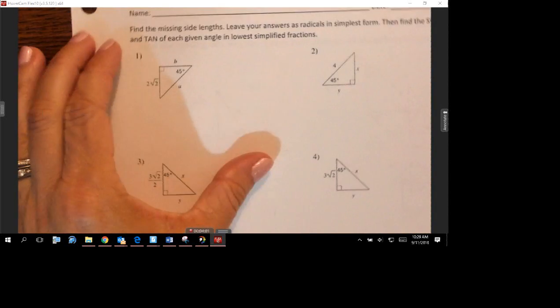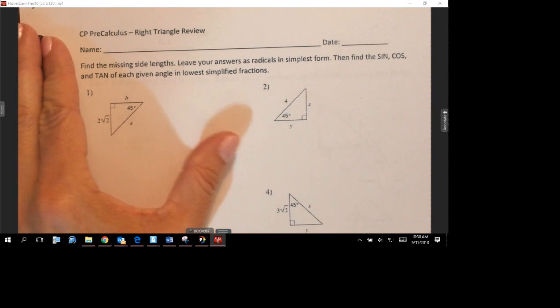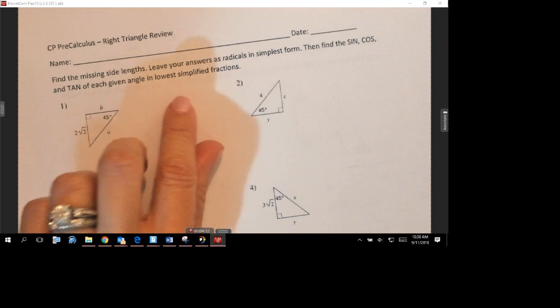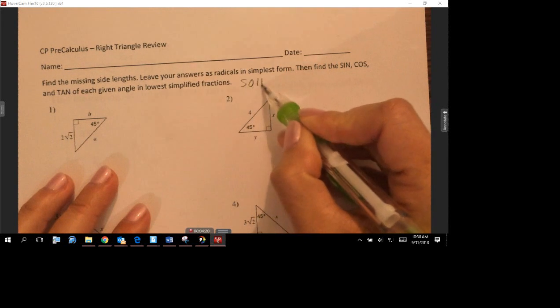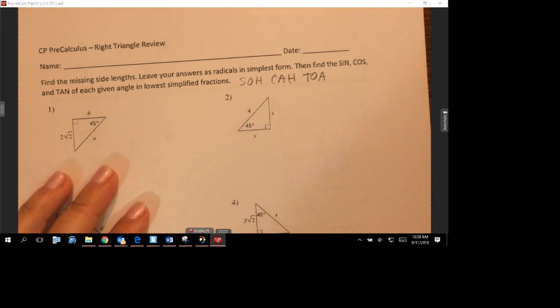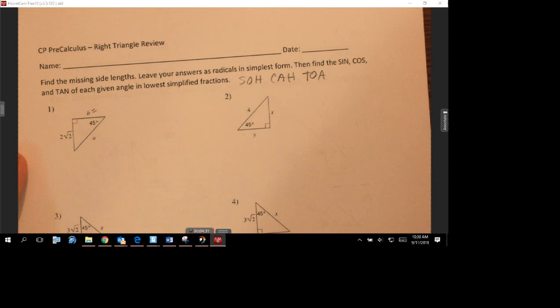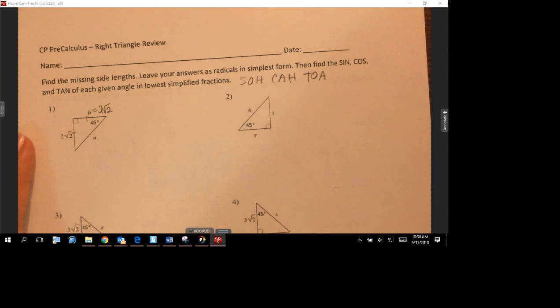Okay. All right, number 1, so these say to find the missing side length and leave your answers in radicals in simplest form. Find the sine, cosine, tangent of each given angle in lowest simplified fractions. So before we do sine, cosine, and tangent, we need to remember that saying. SOHCAHTOA. Excellent. So what is side B? Side B? 2 radical 2, because these are isosceles, same length.